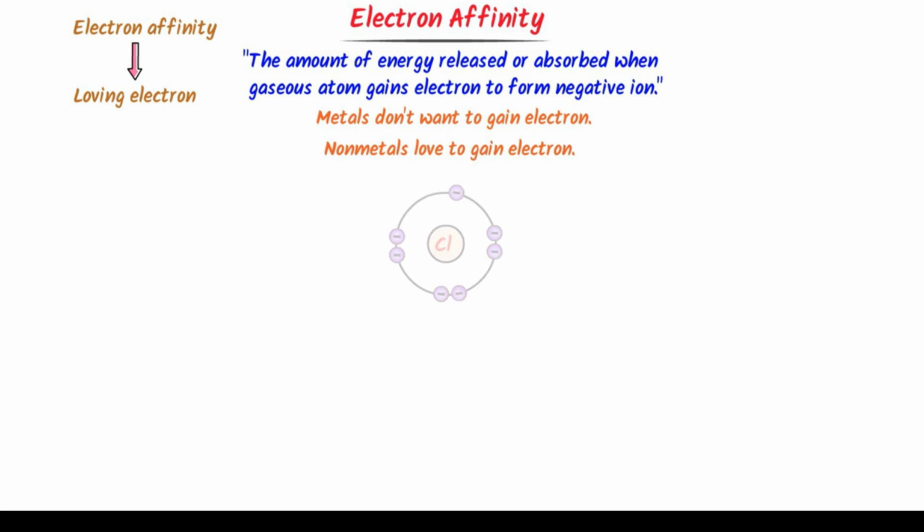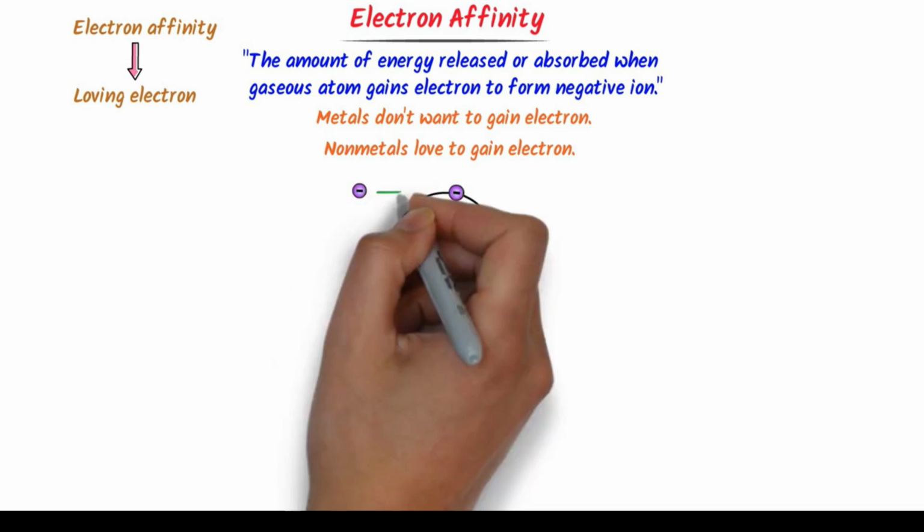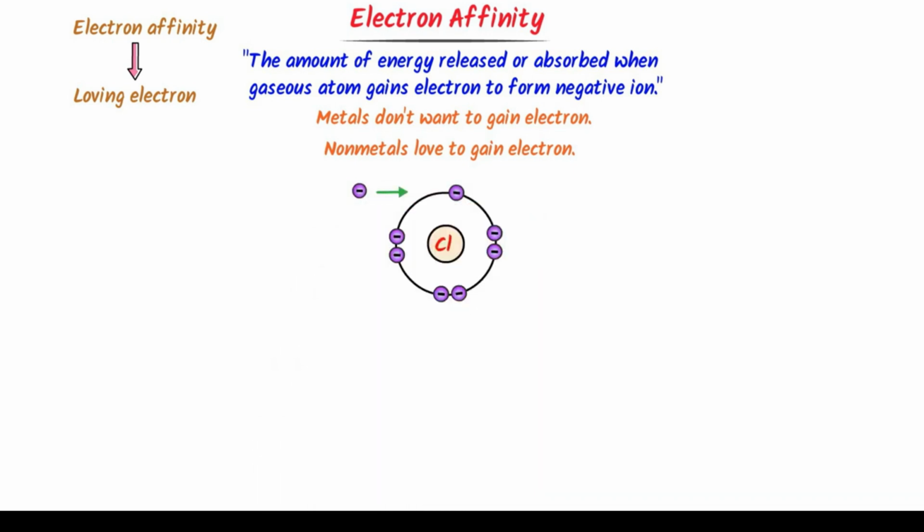Here, consider this chlorine atom. Let us say we are interested to inject an electron to chlorine. Here, we don't need to provide some sort of energy to chlorine. Rather, when chlorine gains this electron, it will release energy in the surrounding. This negative sign means that it is an exothermic process because chlorine releases this energy after gaining an electron.